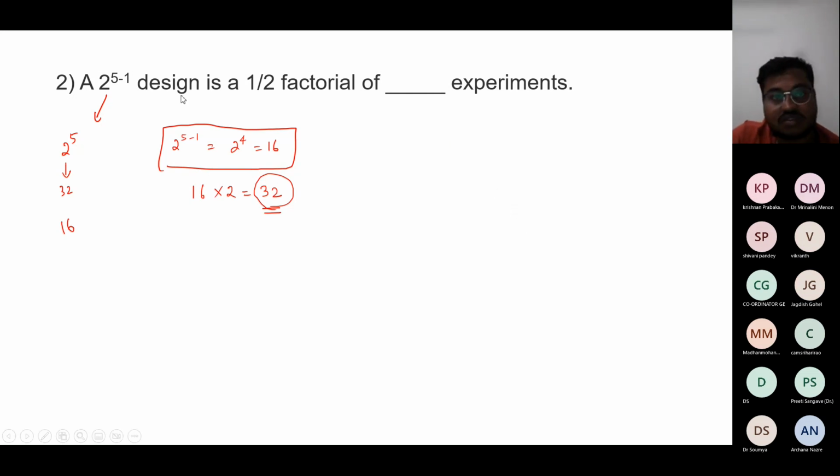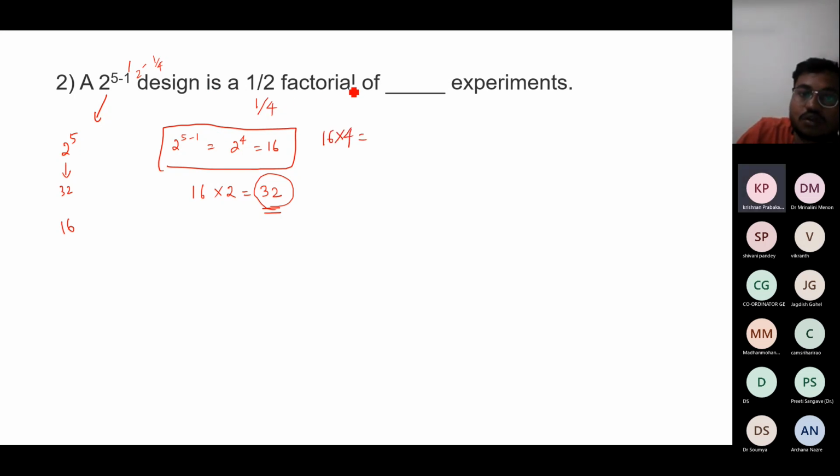Since this is a half factorial design, they asked you for half factorial. If there is 1 by 4, then you multiply it by 4. So the number of experiments, 16, multiply by 4, if it asks you for a quarter factorial number of experiments. They'll most likely try to tie these up together. So if there's a 1 here, it should be half factorial. If there's a 2 here, it should be quarter factorial, 1 by 4, and so on. But in case it's not like that, all you need to do is multiply whatever the denominator here is with the total number of experiments in the fractional factorial. So for example, if the question was 1 by 4 factorial, then we would have multiplied 16 into 4 to get this. Okay, sir. Thank you, sir.